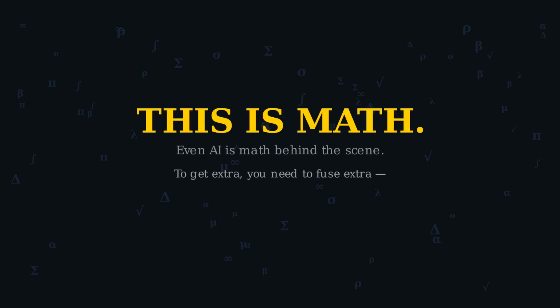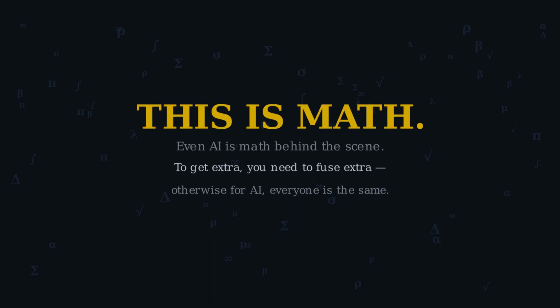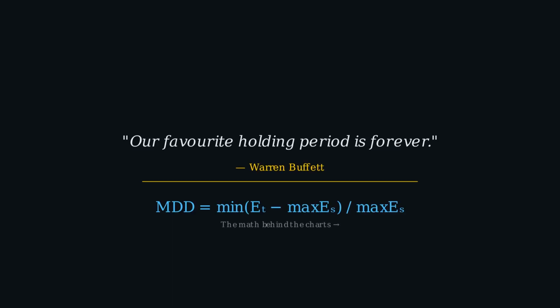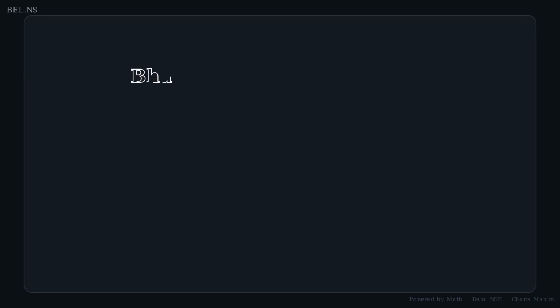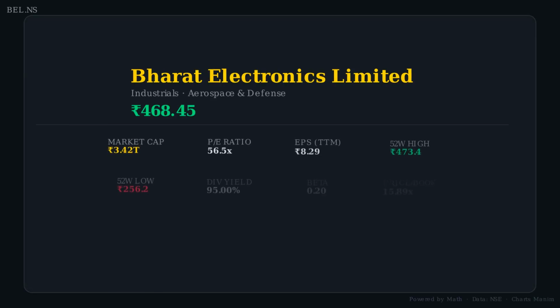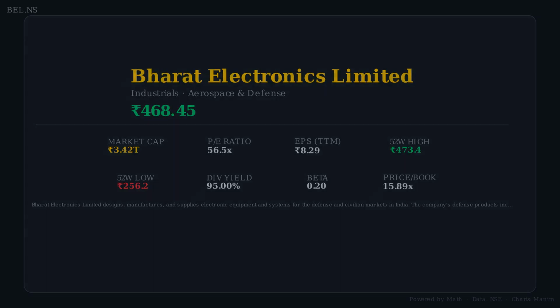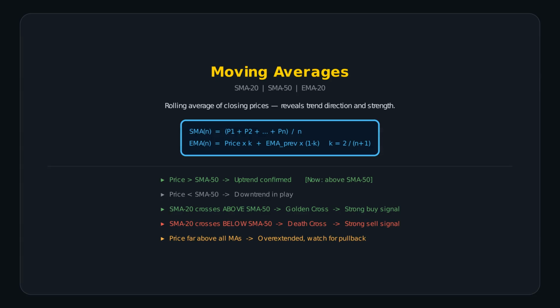This is math. Welcome to the technical analysis of Bharat Electronics Limited. BEL.NS is an industrials company with Rs 3.4 trillion. Over the past 3 years, the stock has gained 401.6%. We will break down 4 key indicators: moving averages, Bollinger Bands, RSI, and MACD, because every line on this chart is a formula. Let us start with moving averages, the foundation of trend analysis.